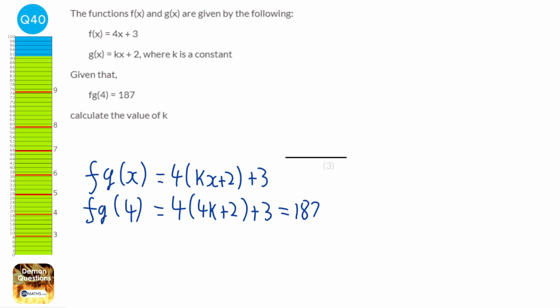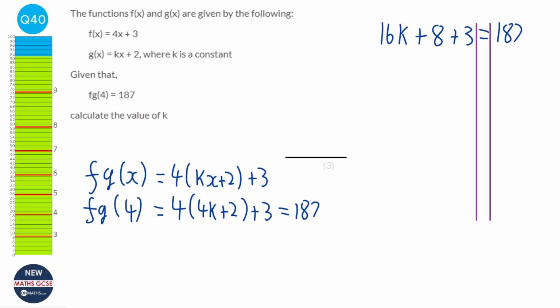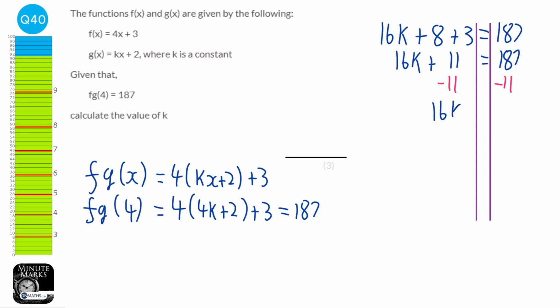So I'm just going to rewrite that, but actually I might expand the brackets as well while I'm at it. So 4 times 4k is 16k, 4 times 2 is 8, plus 3 equals 187, and let's get our solving lines in. Okay, so first thing we're going to do is, well, we can add the 8 and the 3 actually while we're here. So 16k plus 11 equals 187. So we're going to take away that 11 from both sides. So we've got 16k equals 176. And then we can divide by 16 both sides.